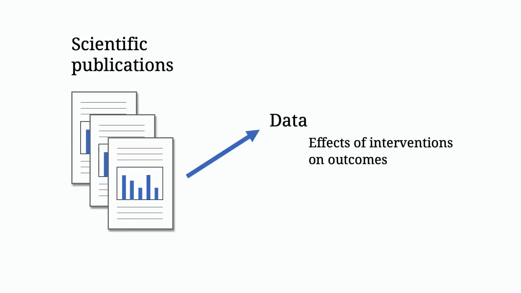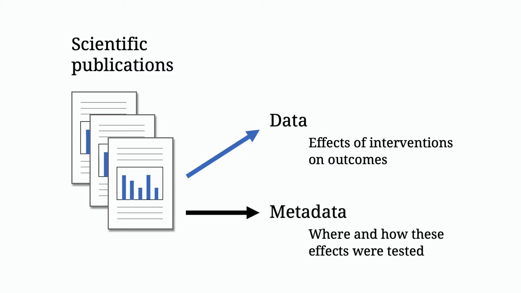The data on Metadataset are about the effects of interventions on outcomes, and the metadata are about where and how these effects were tested. So using the metadata, you can filter and weigh the global evidence to find evidence that's relevant to your local conditions.